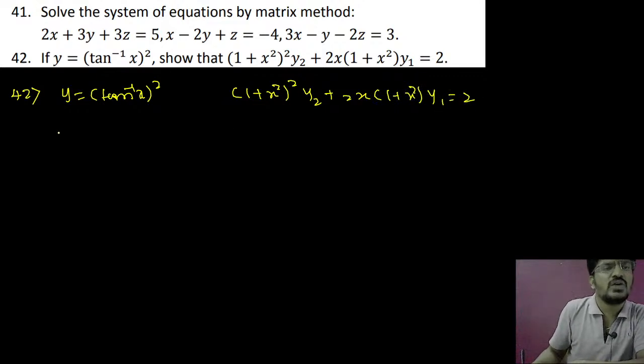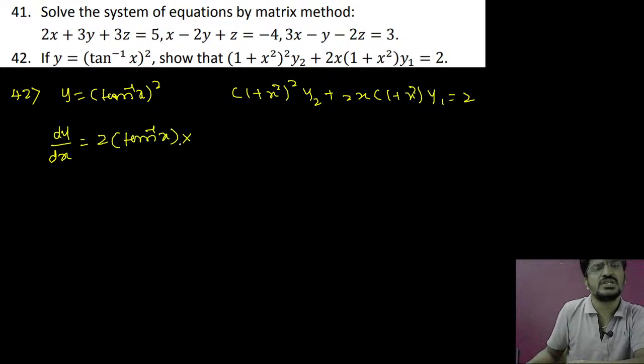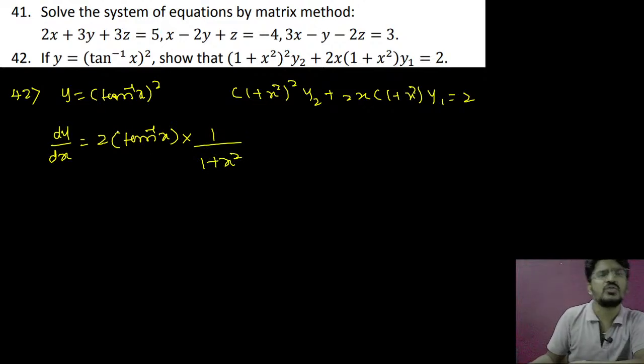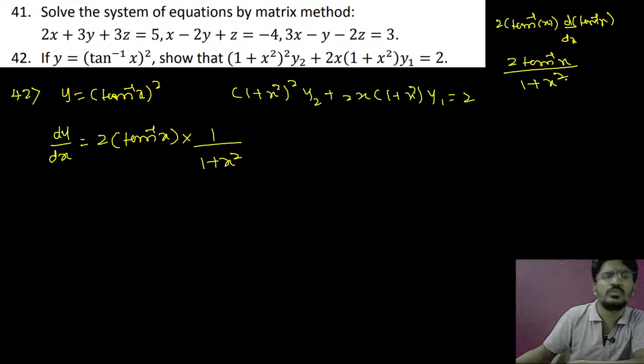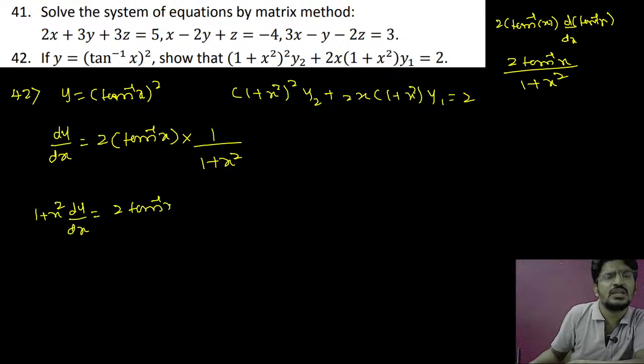Okay. So now let us differentiate once. This will be dy by dx equal to 2 into tan inverse of x. Differentiation of tan inverse x is 1 by 1 plus x square. Okay. So here we have to use chain rule. First you differentiate the power, that will be 2 times tan inverse x, and differentiation of tan inverse x is 1 by 1 plus x square. So that will be 2 times tan inverse x divided by 1 plus x square. Take 1 plus x square on this side, it will be 1 plus x square into dy by dx equal to 2 tan inverse x.